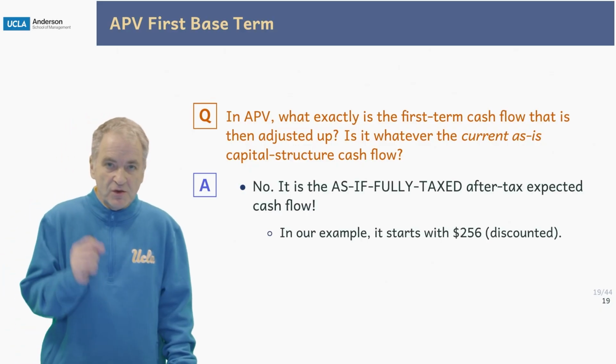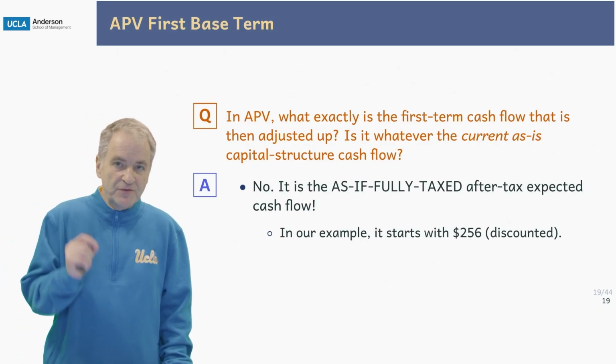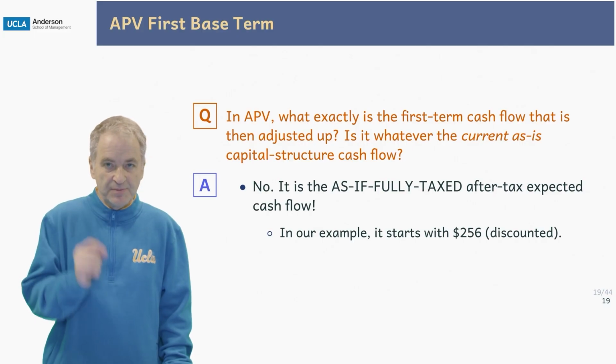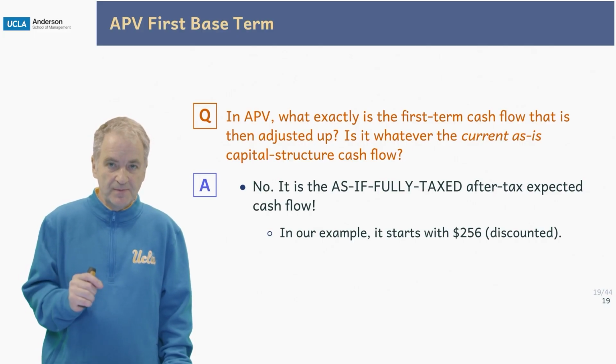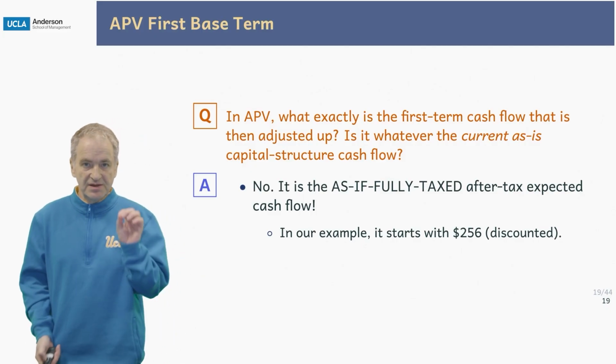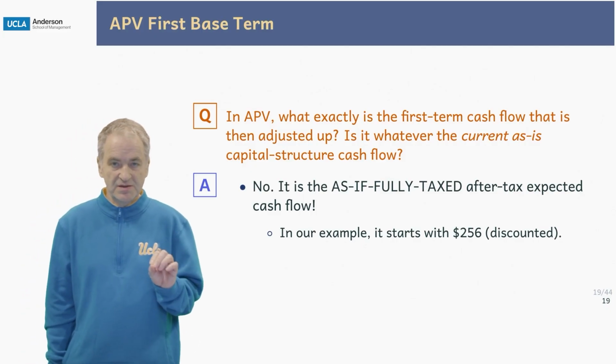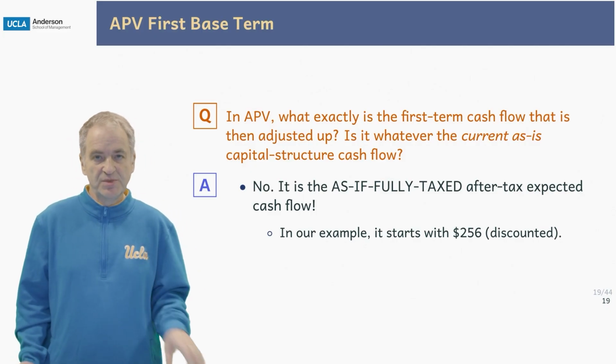No, it is always the as-if fully taxed capital structure that is the one that has absolutely no debt. So in our example, this is the $256 that then has to be discounted.